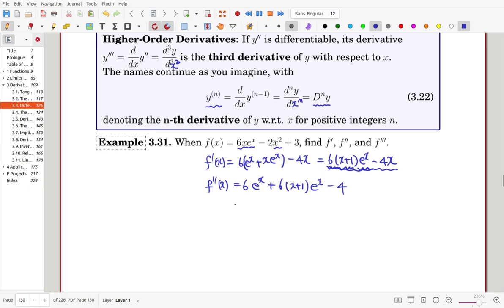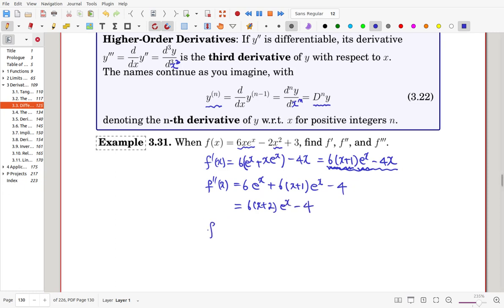So we can rewrite this one in this way. That is here 6x plus 2, that is 2, and x plus 2 and e to the x minus 4.